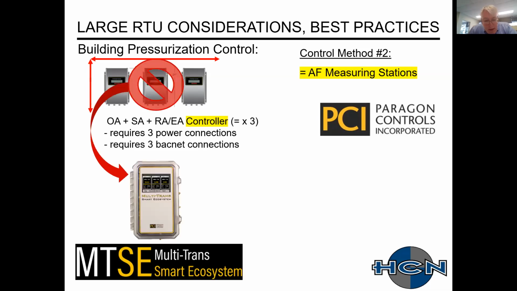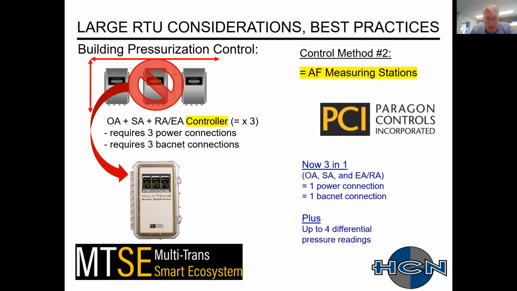Recently, Paragon introduced the MTSE, multi-trans smart ecosystem, where they've combined the three items into one, three airflows into one device. So now we only require one power connection and one BACnet connection. Obviously, the space required is much smaller. Another benefit of this new system is that in addition to measuring airflow, they can also measure up to 4 differential pressure readings across filters, energy recovery wheels, et cetera.